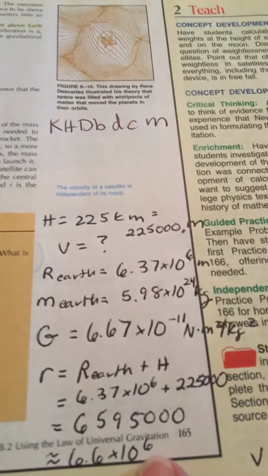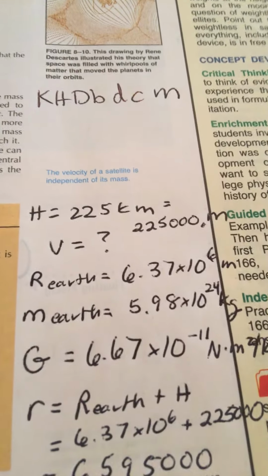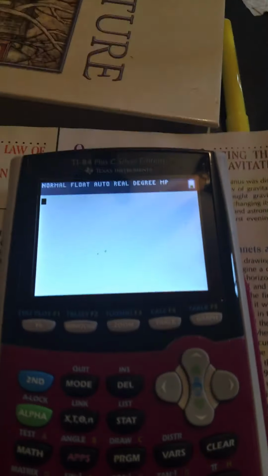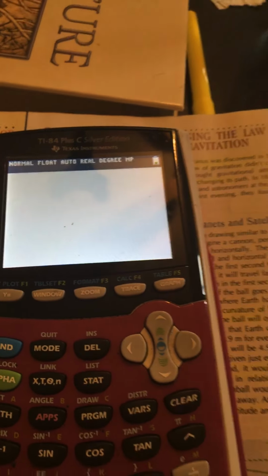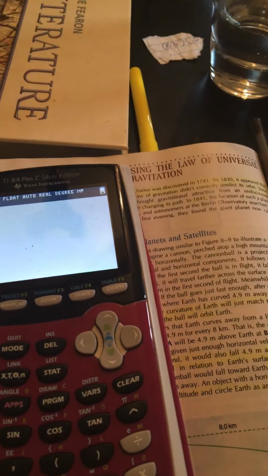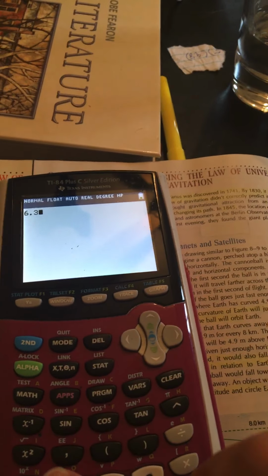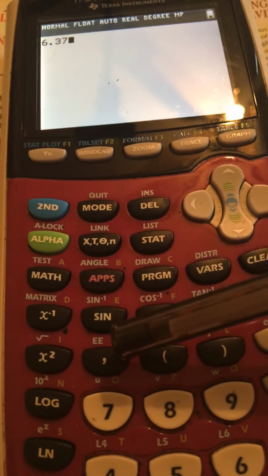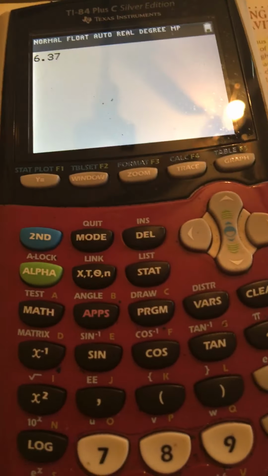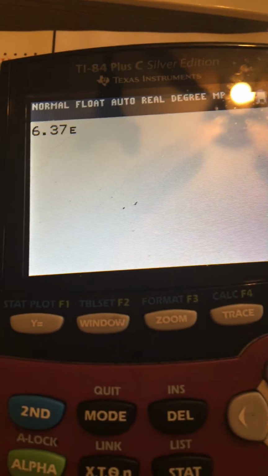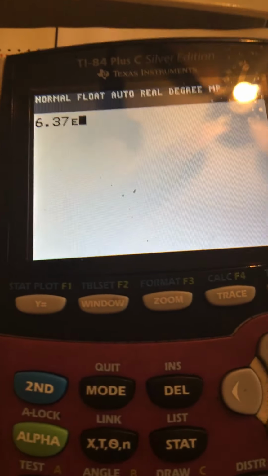Now let me show you, just in case you don't know how to put that number in your calculator. That is a number in scientific notation. Let me clear out what's in here so that it's not so messy. Okay, so I'm going to put in the radius of the Earth, it's 6.37 times 10 to the 6th power. You put in the 6.37 first. And then see this button right here? It's the second of the comma, and it says EE. That button means times 10. So you do second comma, and it puts an E up there, which means times 10.